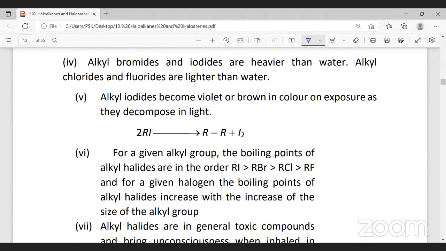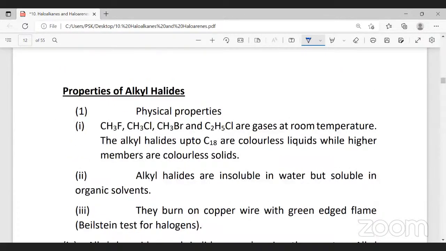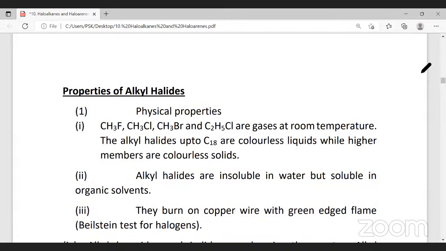Yes, sir. Now, physical properties of alkyl halides. We have to learn chemical properties as well as the physical properties. Let us understand a few of them now. We learned the preparation and also some of the MCQs based on that. Now we are going to learn the physical properties.